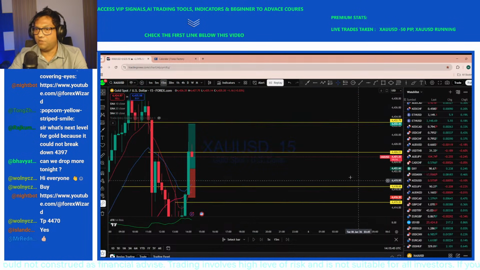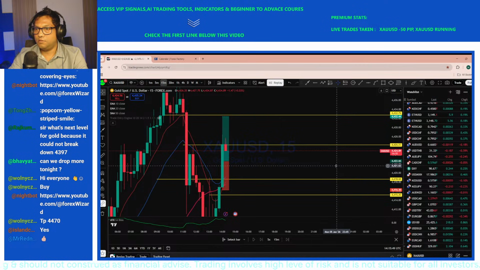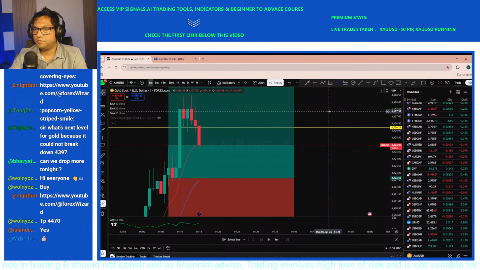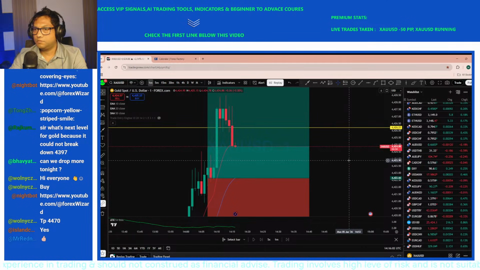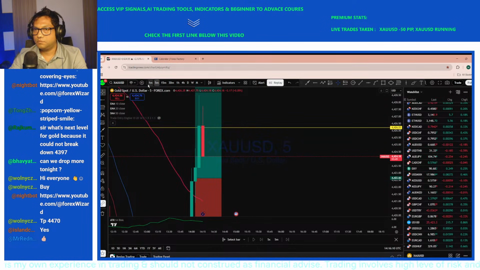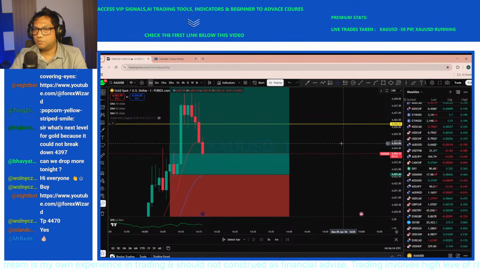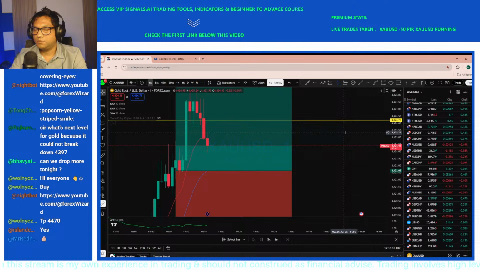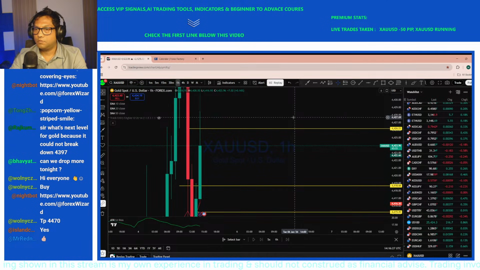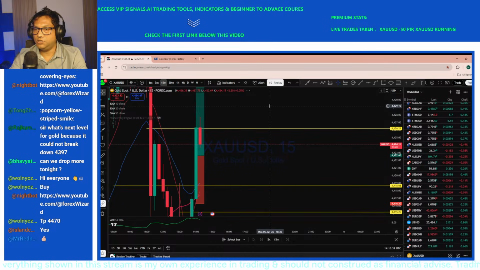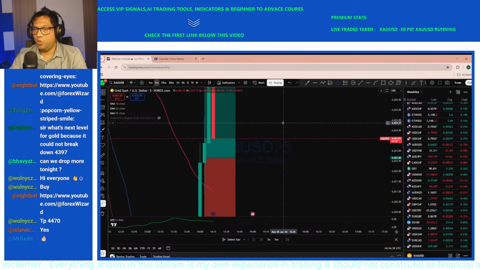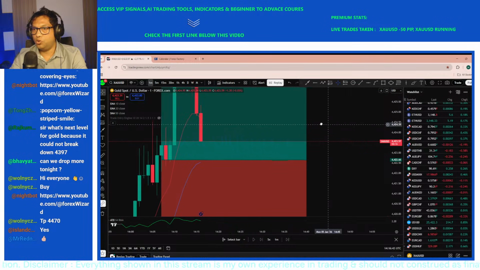So there is a 15 minutes candle close here, and now this is a price action which can eventually come back well in that area. So that's what we can see here.